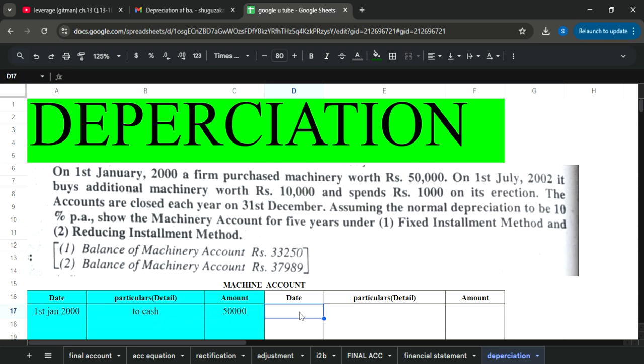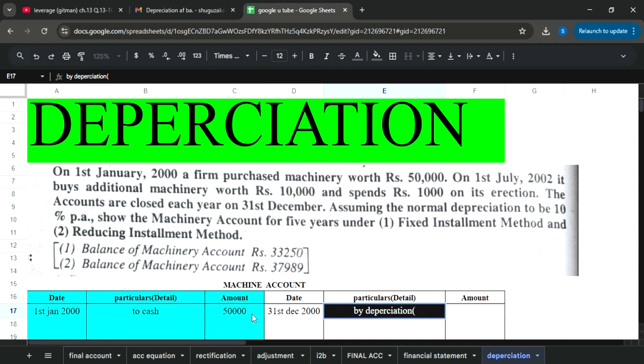After that, 1 year would pass. So 31st December 2000, what will happen? This asset would be depreciated, so depreciation would be written over here. How will you charge this depreciation? As you know, the fixed installment method and the reducing balance method, both would be used. First we will solve this question with the fixed installment method.